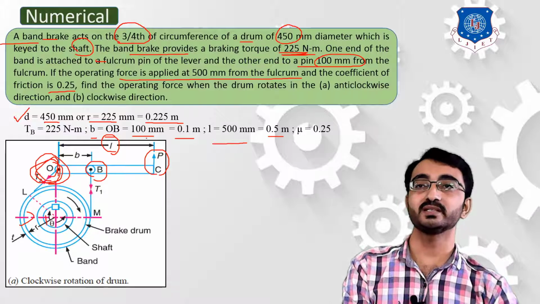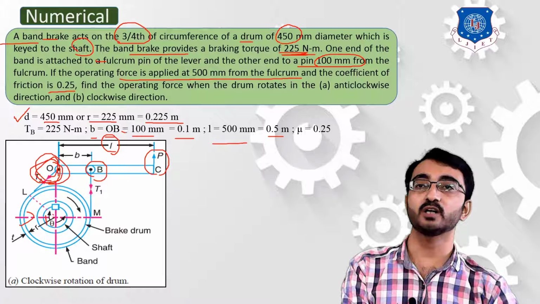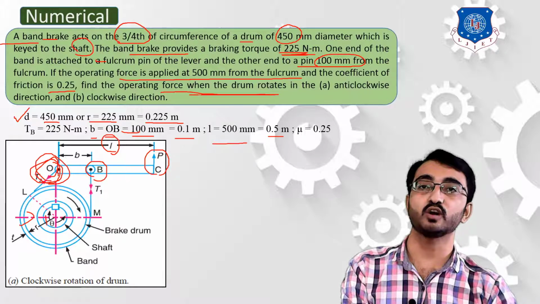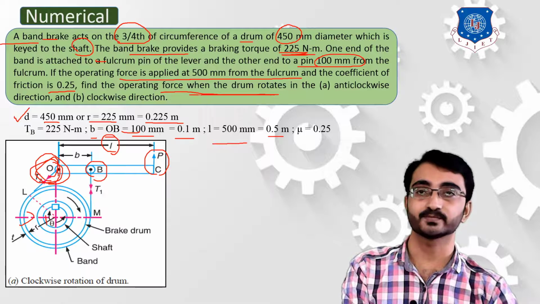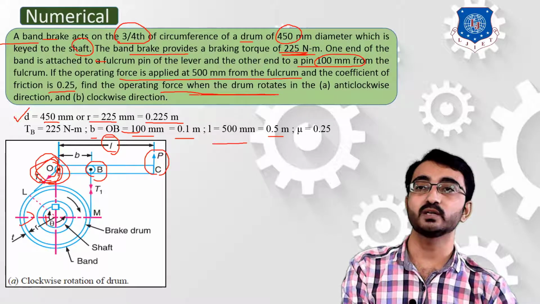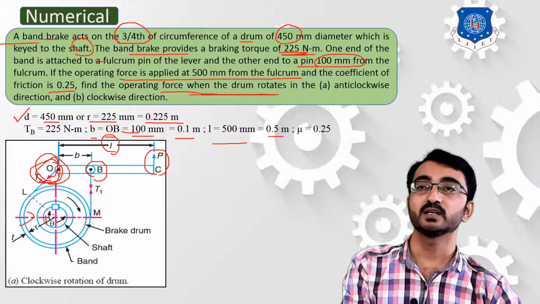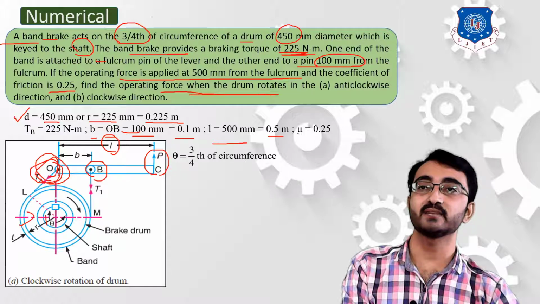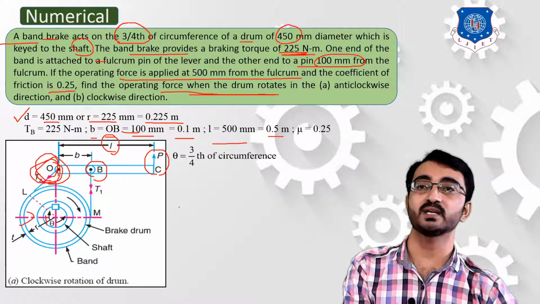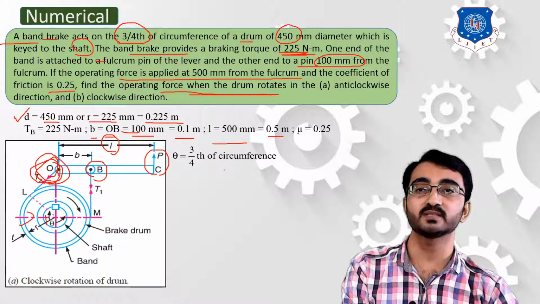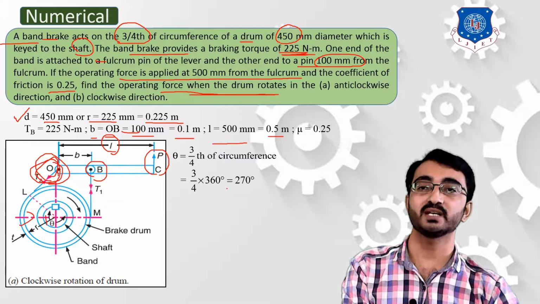Now in this case we have to calculate the operating force when the drum is rotating in the clockwise and anti-clockwise direction. So let's first calculate this basic data. From the first data, theta is given as 3/4 of the circumference, so theta is equal to 3/4 of 360 degrees. So we can calculate that theta is equal to 270 degrees.